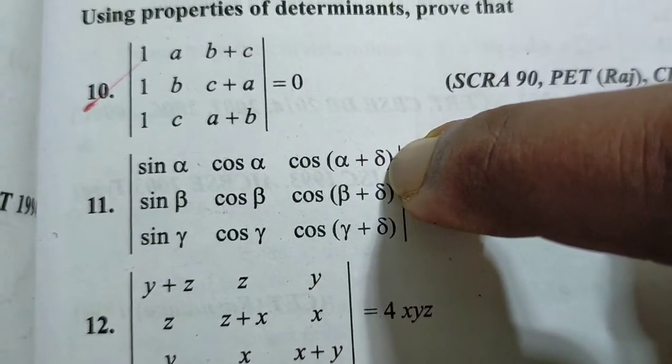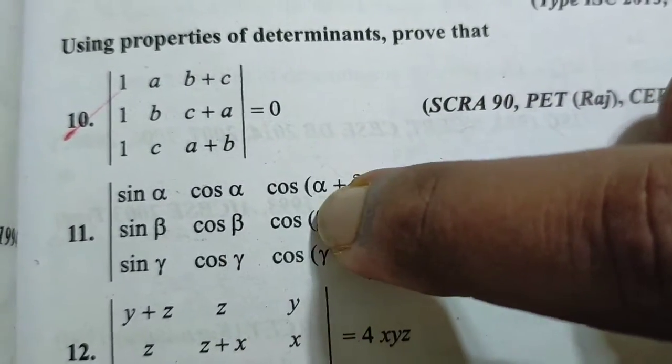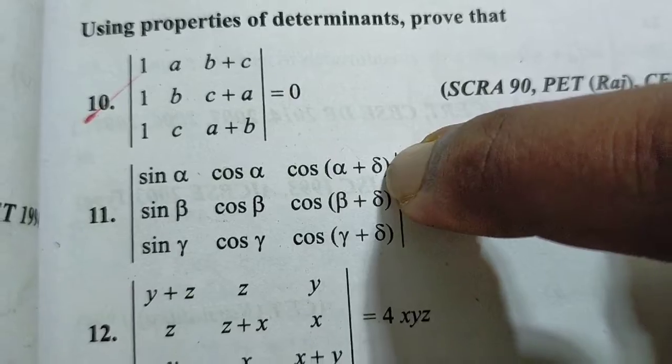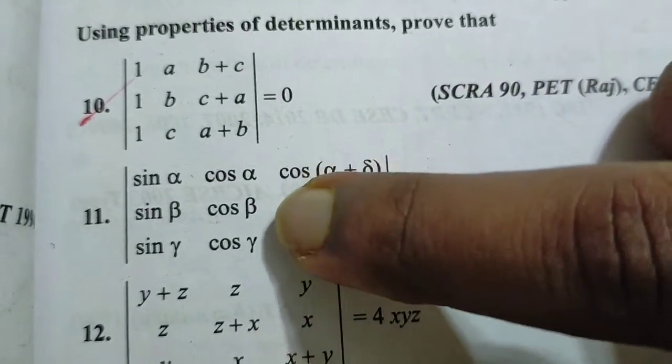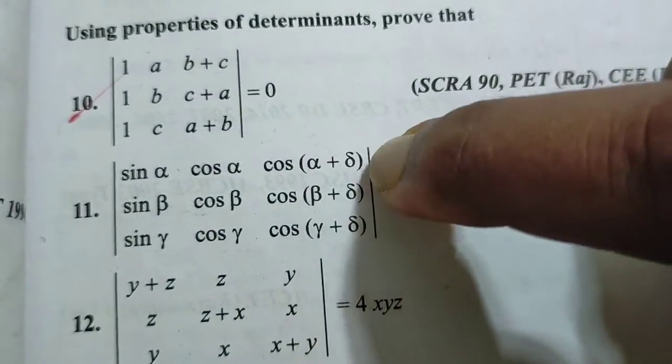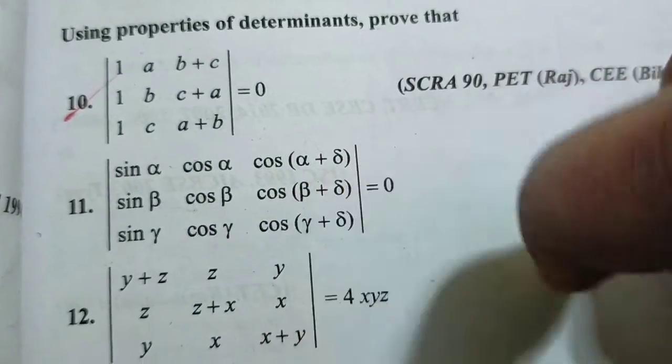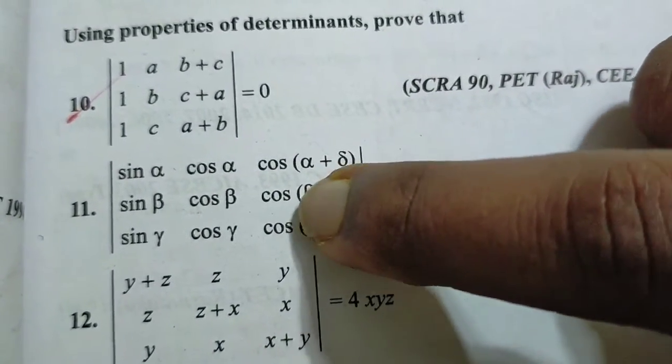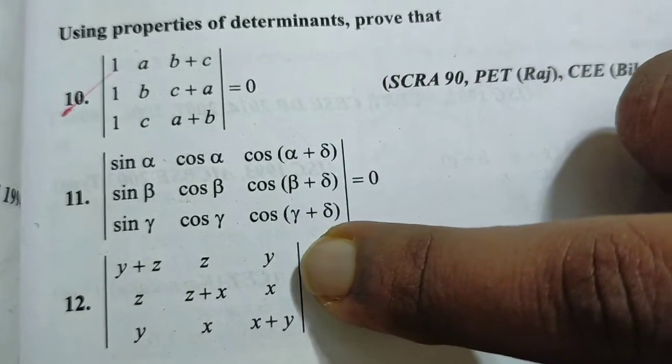We have to apply the formula of cos a plus b, that is cos a cos b minus sin a sin b. So in this place you will write cos alpha cos delta minus sin alpha sin delta. Similarly cos beta cos delta minus sin beta sin delta. So like this we will apply the formula here.